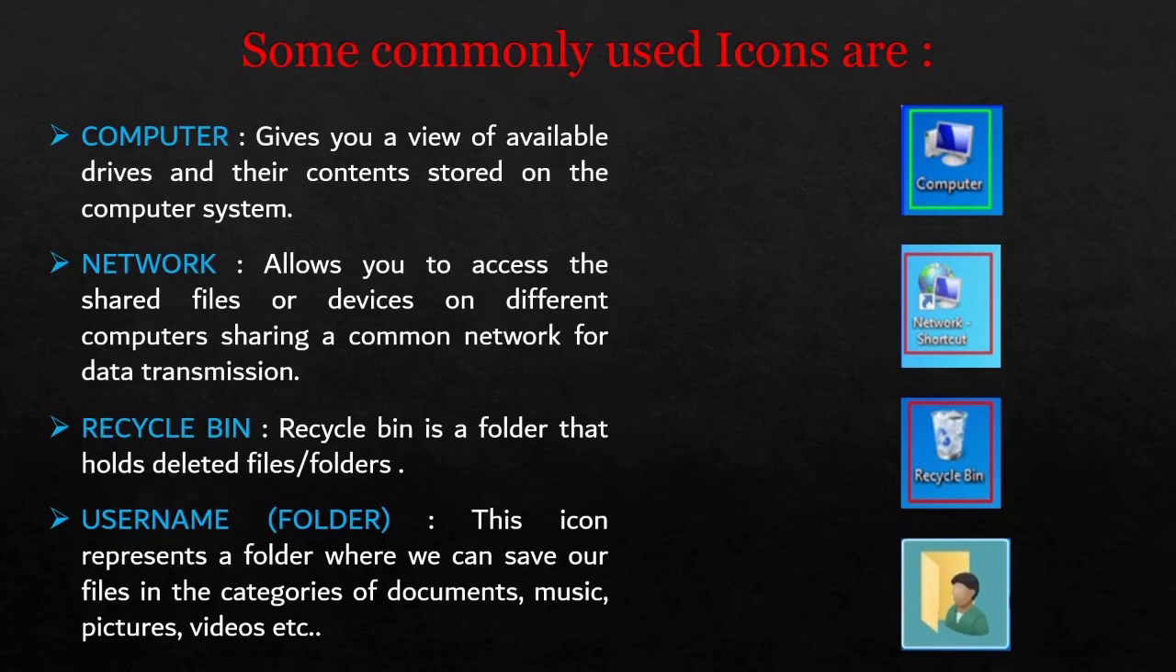To select any icon, simply click on it. It will be highlighted. And to deselect the icon, click away from the icon. Next is Username or Folder. This icon represents a folder which we can save our files in, in the categories of documents, music, pictures, videos, etc. And if we do not specify the location of any file we wish to save, it automatically gets saved in this folder.